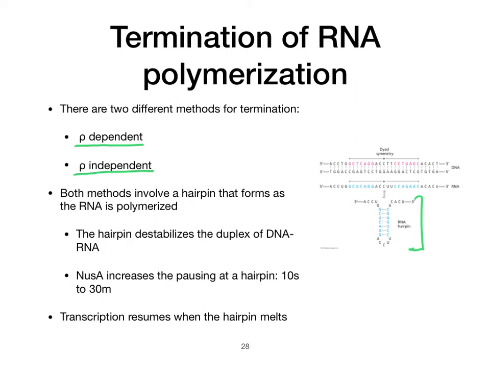NusA that we met a few minutes ago shows up after the sigma subunit departs. NusA increases pausing. So you can think about this as a protein that is like, you've made a hairpin. Don't you want to hang out here for a little longer? So the increasing of pausing on the order of 10 to 30 minutes, it basically stops or stalls transcription, and it resumes when the hairpin melts. But the longer lifetime of the hairpin can induce termination.